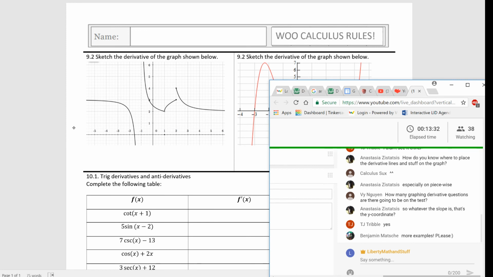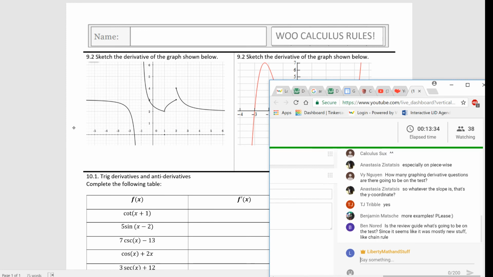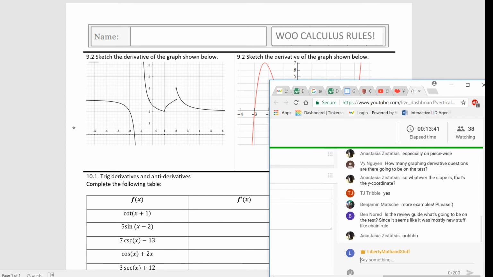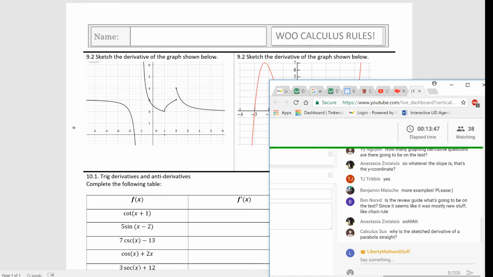All right. So more examples, please. Yeah, I do have some. I want to finish the quiz. Is the review guide what's going to be on the test? Since it seems like it was mostly new stuff like chain. Yes, yeah, it's mostly new stuff. I just did a breakdown of the test, and there's like 4 chain rule, 2 product rule, 2 derivative on tangent line sort of things, 2 limit, there's actually like 3 limit definition ones. There's some intermediate value theorem, all that stuff.